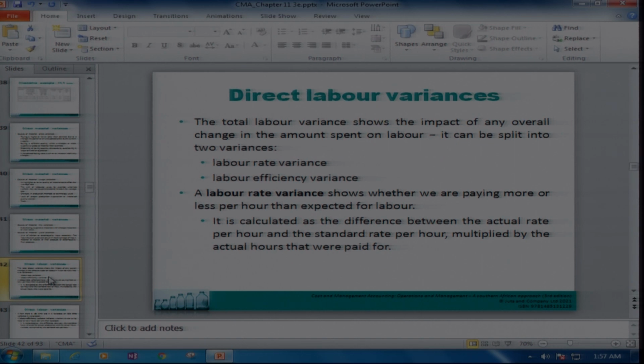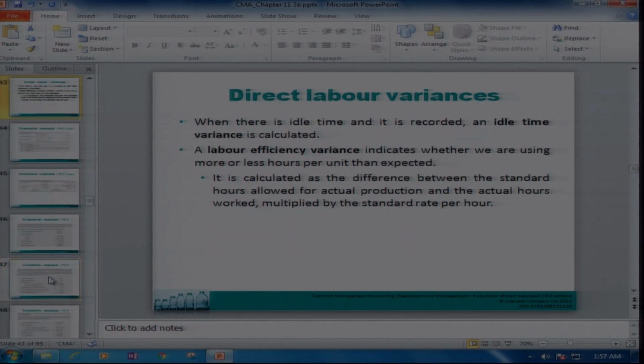With the labor rate variance, we are going to be comparing the difference between the budgeted rate that was paid to employees per hour with the actual rate that was paid to employees per hour that they are working. The difference between the rates will then be multiplied by the hours that they were actually in production. And then with the labor efficiency, we will be comparing the hours that were actually used in the production against the hours that were supposed to be used in the production.